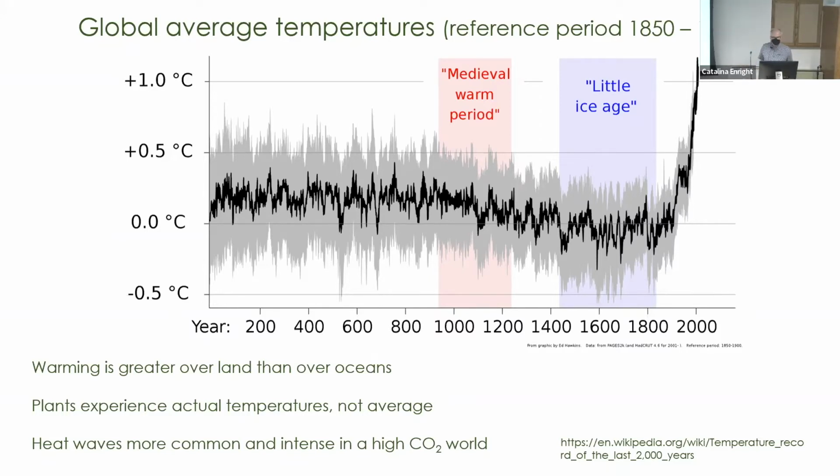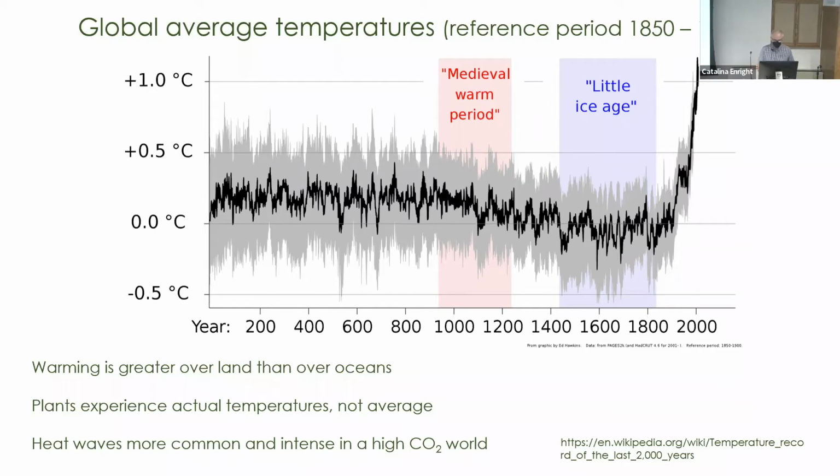A couple of other things that aren't apparent in these graphs is that warming is greater over land than over oceans. So if you talk about a 1 degree C global increase, you're talking about 2 or 3 degrees C over land areas. So it's really quite a bit more. Another thing is that plants experience the actual temperatures, not the average. And so when you put more energy into the atmosphere, you get more extreme events. So you have more times when temperatures are extremely high, and you don't capture that if you just report averages. And heat waves are more common and intense in a high CO2 world.